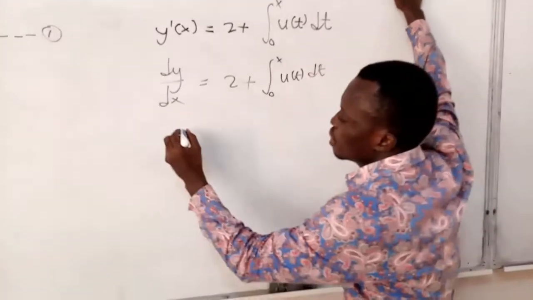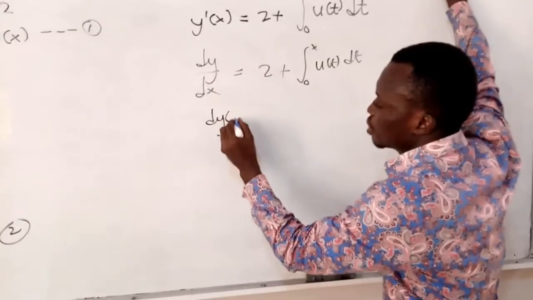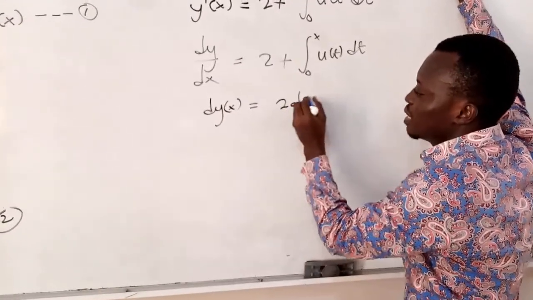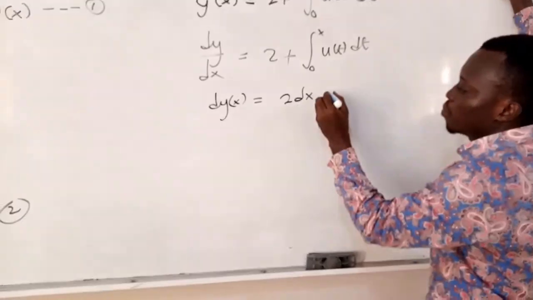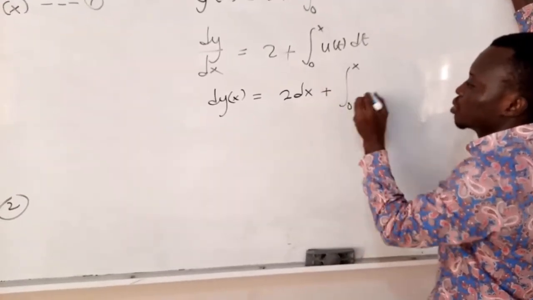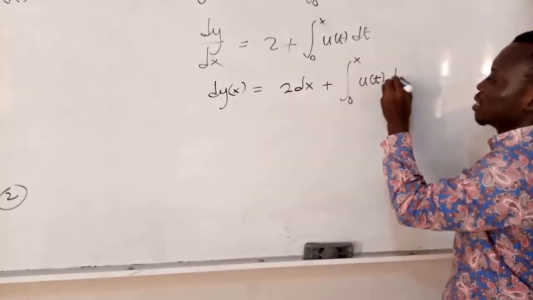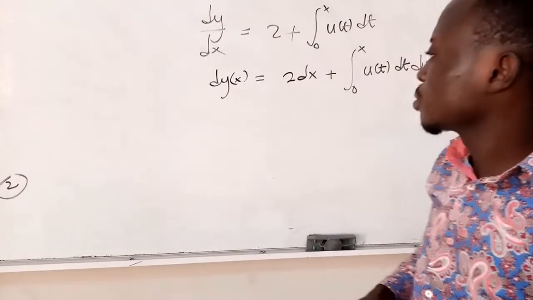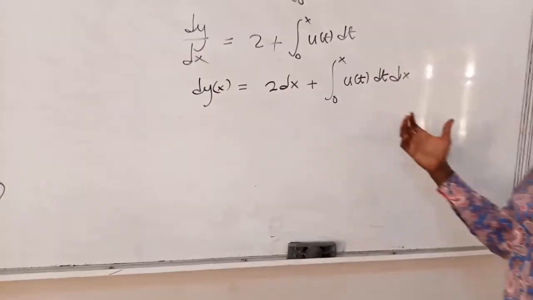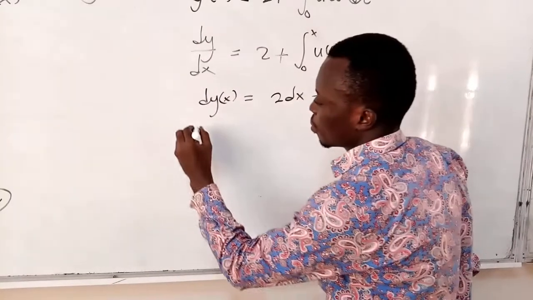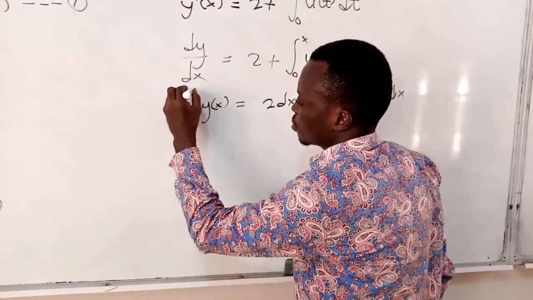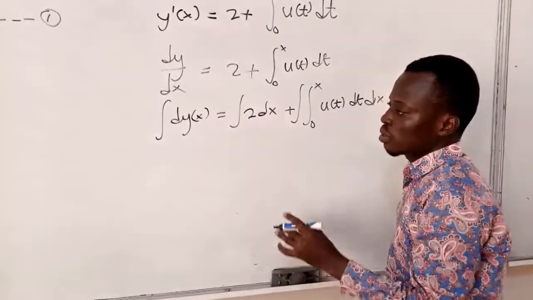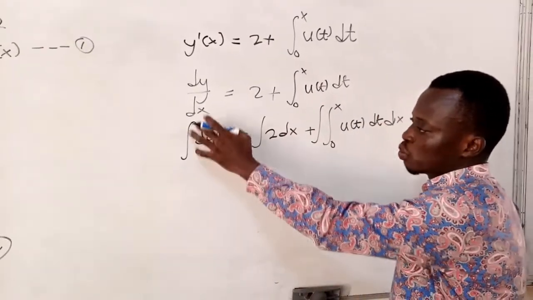So we still have our dy, where y is a function of s, which is equal to 2 ds, if we multiply each of the terms by ds, plus the integral from 0 to s of u of t dt ds. Now let's integrate each of the terms from 0 to s.